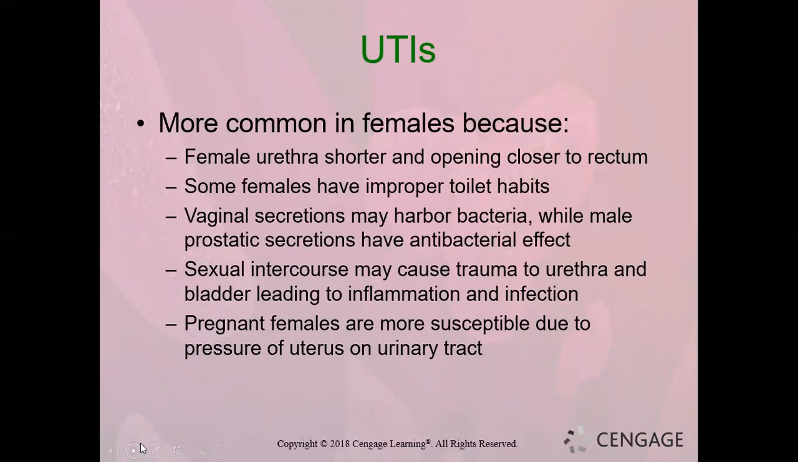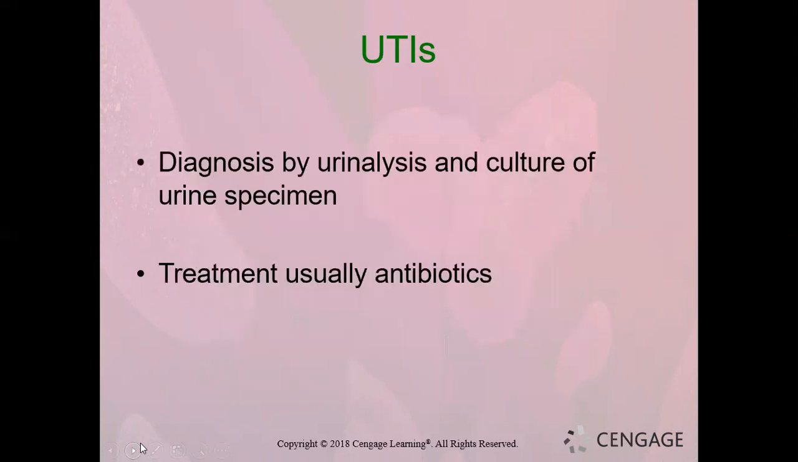I didn't really know that until I started teaching this course. Sexual intercourse can cause trauma to the urethra and the bladder, and it can lead to inflammation and infection. And pregnant females are more susceptible due to the pressure of the uterus on the urinary tract.